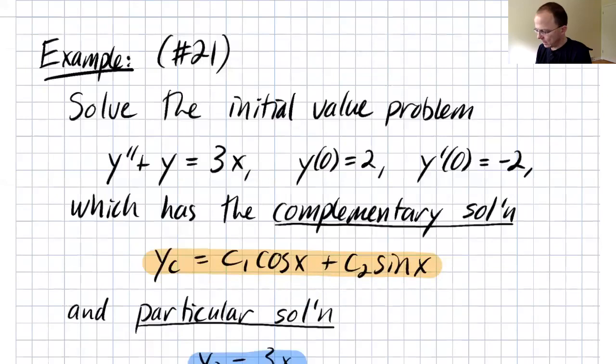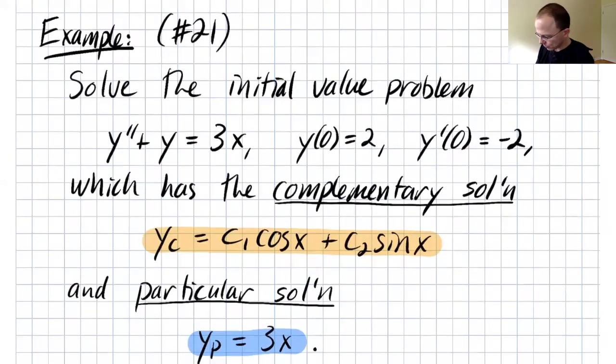We have an initial value problem right here. There's the differential equation, a linear differential equation. Because it's a second order differential equation, we need to have two initial conditions, like an initial position and initial velocity, if you want to think of it that way. And we're told that the complementary solution is this one.